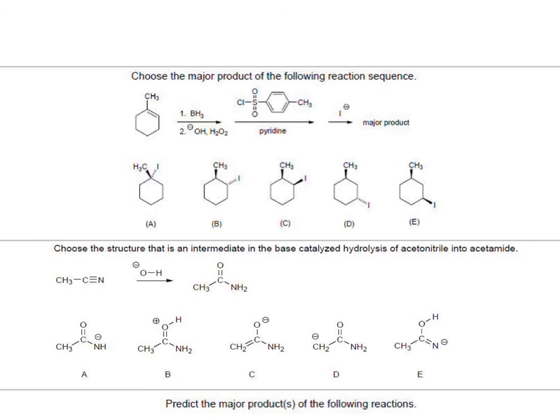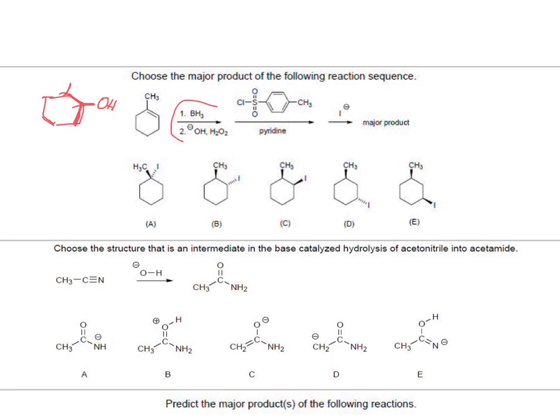All right, next question. You are given an alkene that goes through hydroboration. We are then going to do a tosylation. So obviously in the first step we have to form an alcohol in an anti-Markovnikov fashion, and we have to tosylate it and then treat it with I- to get the major product. So the first step is going to give you your OH in the least substituted position. So your OH should come over here.